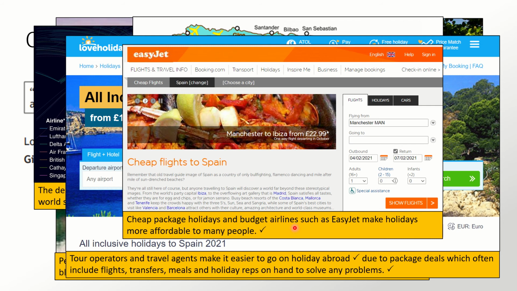Budget airlines. I've just spoken about package holidays and companies that organize that for you, but a separate point here is the relatively recent business model that is the budget airline. Budget airlines have existed, I confess I don't know, but maybe 20, 30 years in their current form. And companies such as EasyJet make holidays affordable because you can get very cheap flights. And that is another reason why people are going on holiday to places in greater numbers, because they can take advantage of cheap air flight deals.